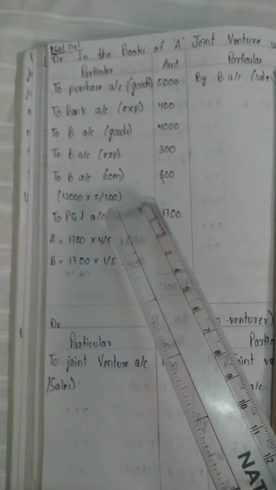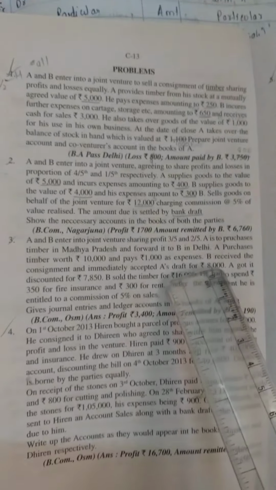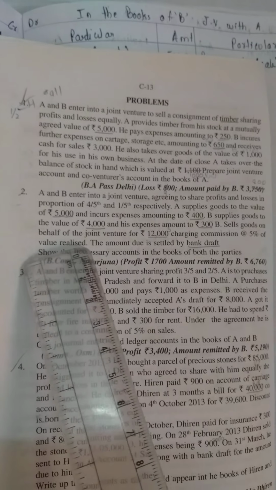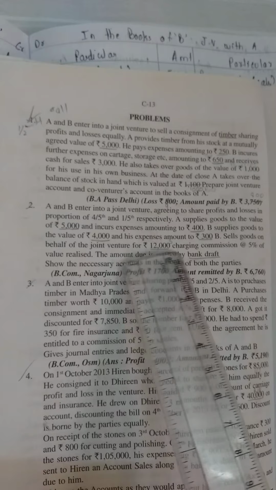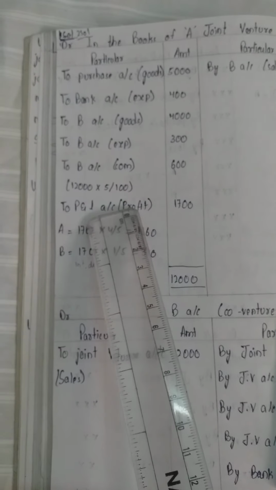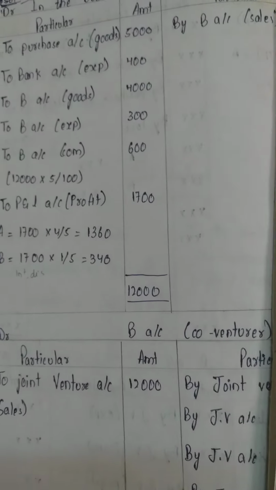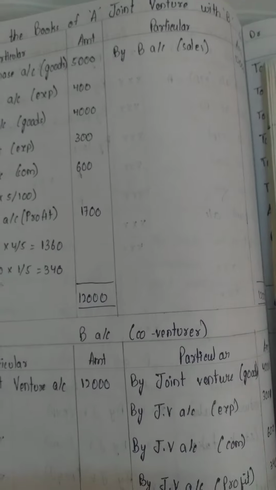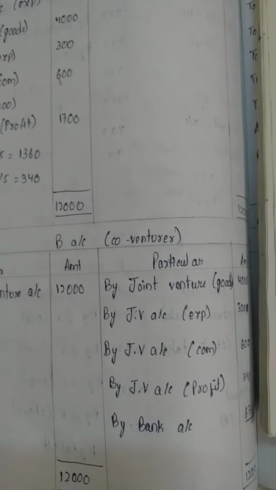To B account, commission, 12,000 into 5 by 100. This is the B sells goods on behalf of joint venture 12,000, charging commission of 5%. We have to do 12,000 into 5 by 100. We are getting 600. Next, sales amount we have to write. By B account 12,000. 12,000 is the direct amount given for sales. Joint venture 12,000. So we have to write.